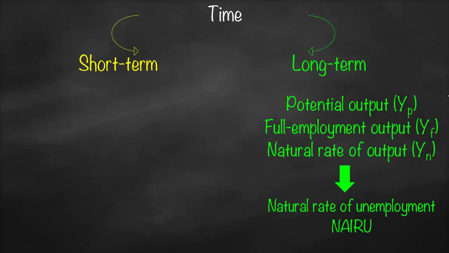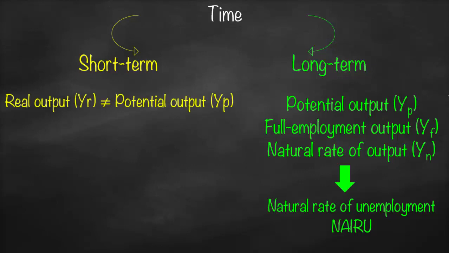What about the short term? In the short term, our real output, which has the symbol YR, will be different than our potential output. It will deviate from our potential output. So we have three scenarios here. If our real output is lower than our potential output, which means we produce less than our maximum, our potential, this means that we have a recessionary gap. We are experiencing a recession.